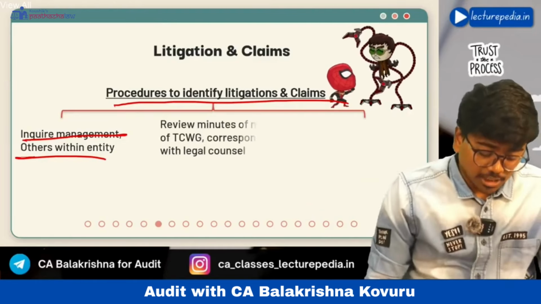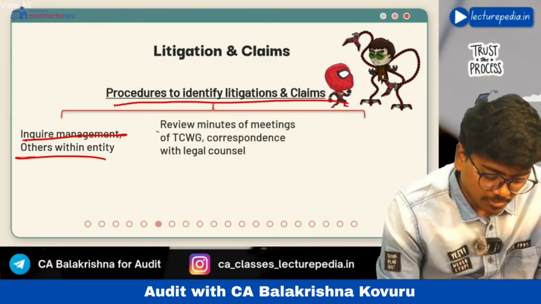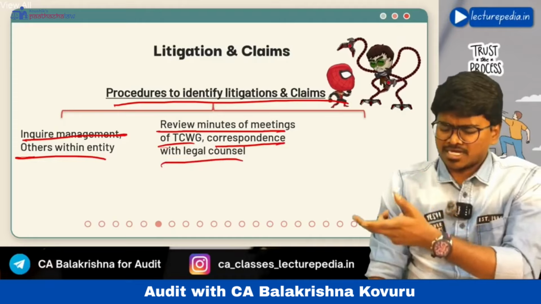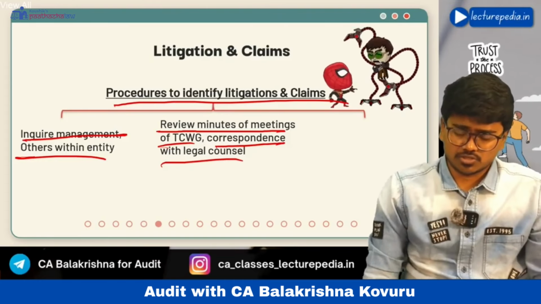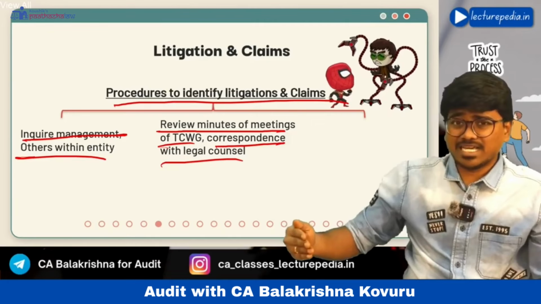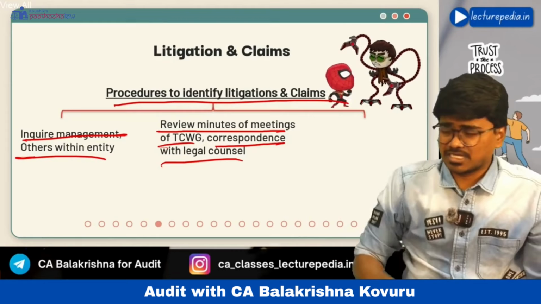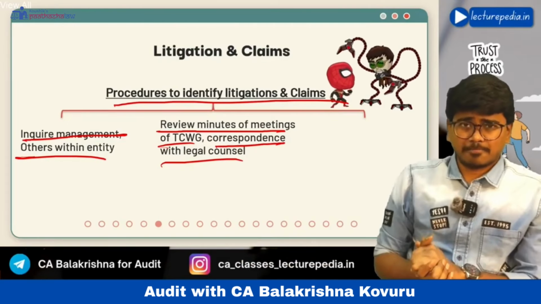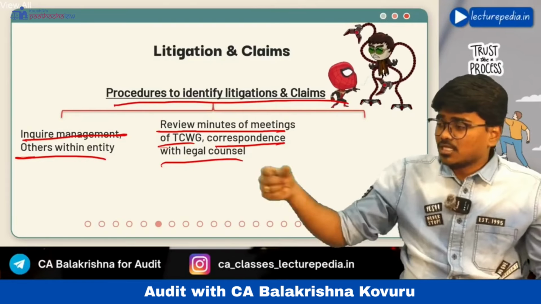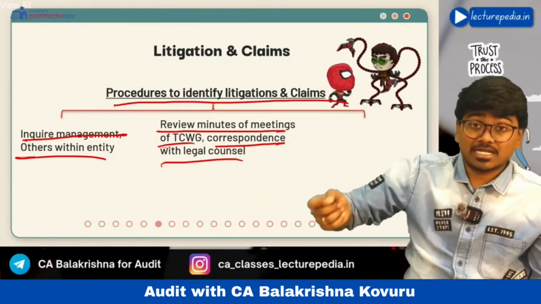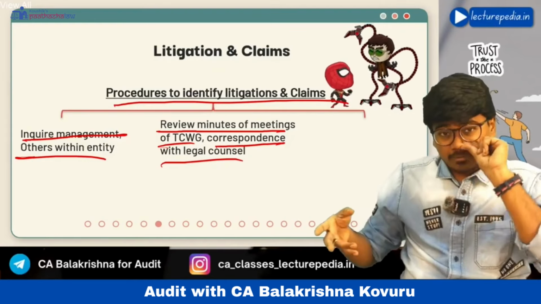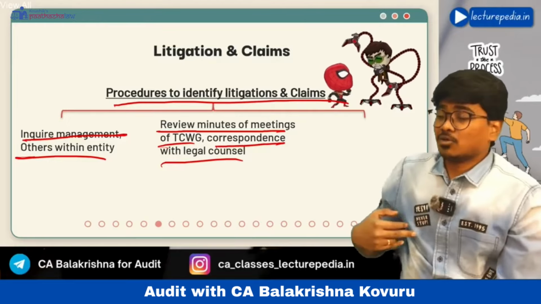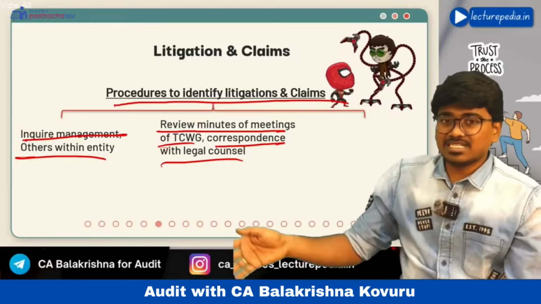Next, you will read the minutes. Review minutes of meetings of those charged with governance, and correspondence with legal counsel. Now there is a possibility that management might not give you a complete list of litigation claims. So what you will do is take minutes of meetings of those charged with governance and management. Now in those meetings, they would have discussed some litigations, right? If they have discussed some litigations, that will be entered in the minutes, right? So by reading the minutes, you might come to know about some new litigation and claims against the company, and you will also consult with the entity's legal counsel.